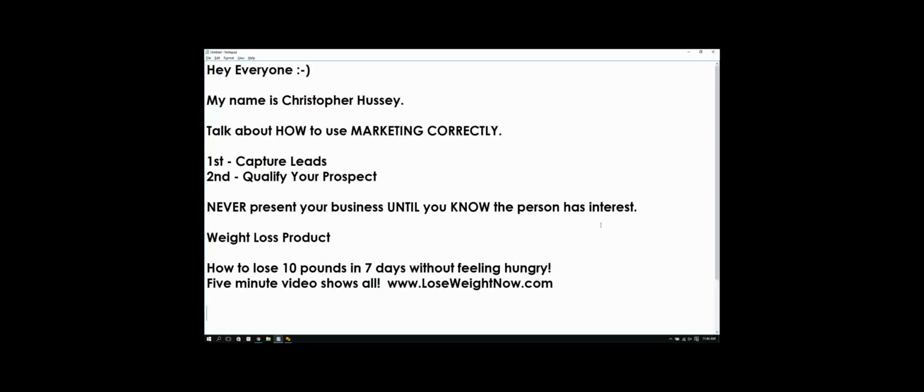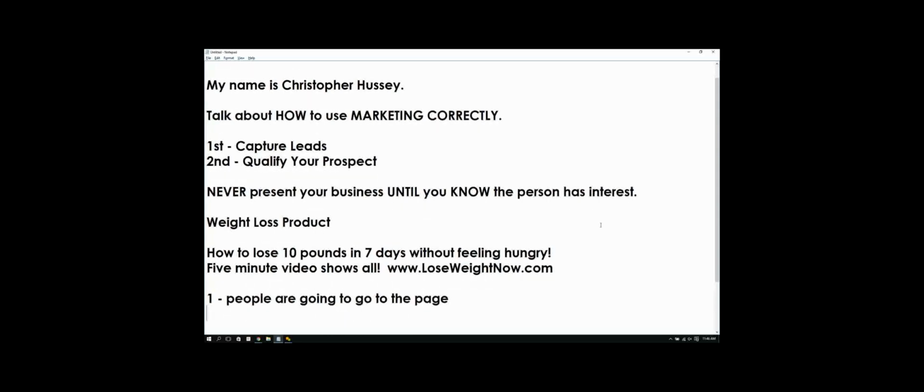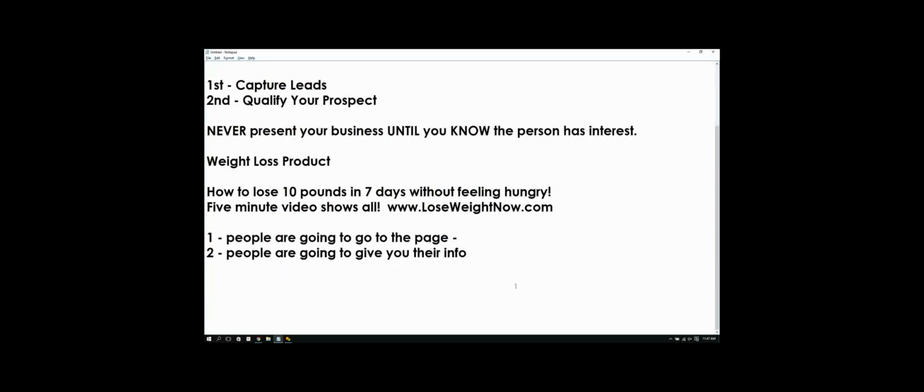Number one, people are going to go to the page. Number 2, people are going to give you their info. Okay, now, right here, let's talk about people are going to go to the page. Let's scroll up so you can see that.